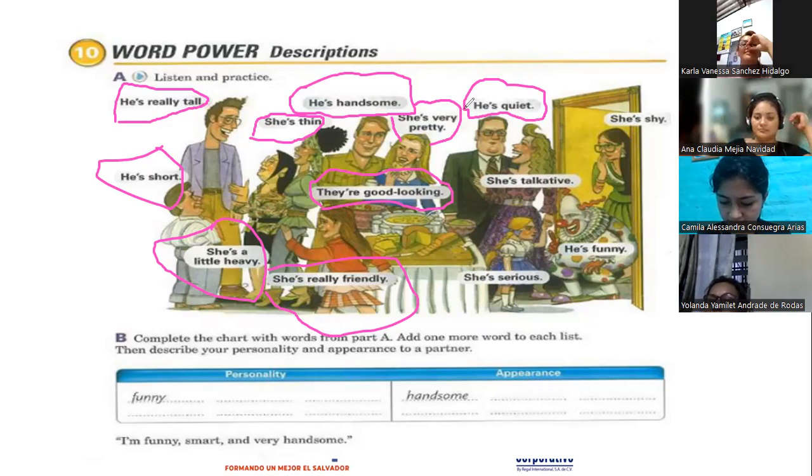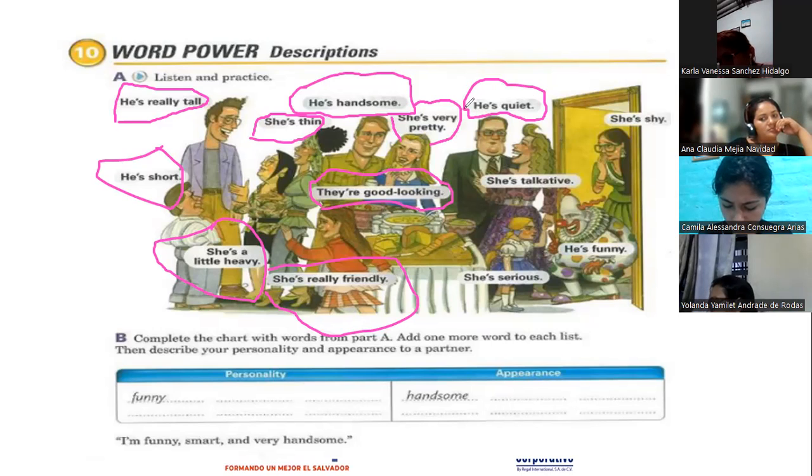So, la siguiente. Also, we have the next one. He's quiet. Para hablar acerca de una característica. Look at this one. Él es tranquilo. Ajá, repitan conmigo. En este caso decimos he's quiet. Ajá, para que usted se identifique con la pronunciación, quiet. En este caso, él es tranquilo, calmado, relajado. En inglés es quiet. Ahí vemos el ejemplo, he's quiet.